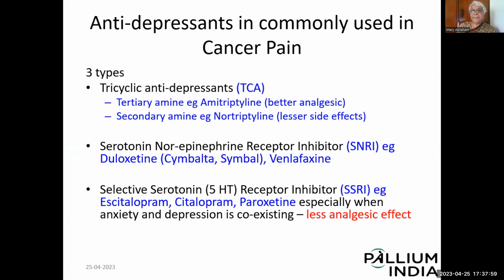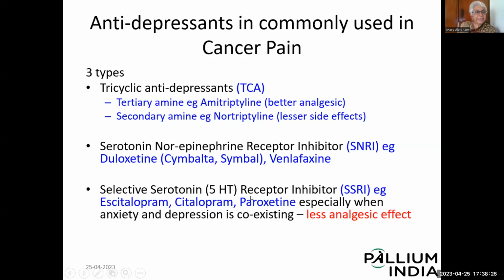So what are the antidepressants that are commonly used in cancer pain? The three types, I'll only talk about these three. That is a TCA. It could be either amitriptyline or nortriptyline. Nortriptyline has lesser side effects as compared to amitriptyline. Amitriptyline is popularly called tryptomer. Or you have the SNRI. They are duloxetine or venlafaxine. Or you have the SSRI.